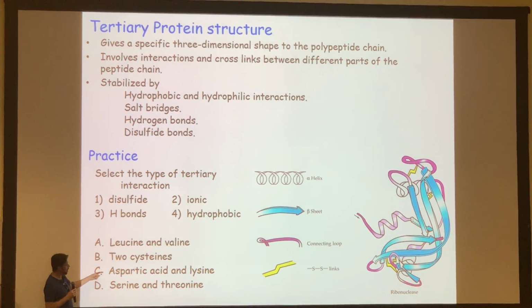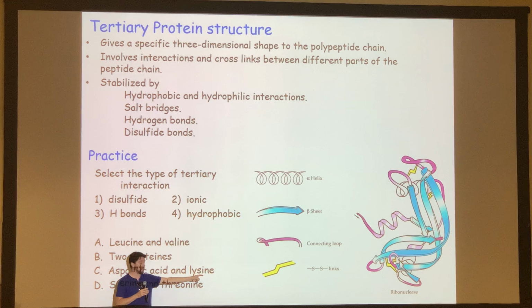Disulfide, right? Aspartic acid and lysine. Yeah, this is an acid, so it will deprotonate and become what charge? Negative, and lysine is one of your bases, so it's going to gain a proton at a pH that's more acidic than its pKa and become positively charged.